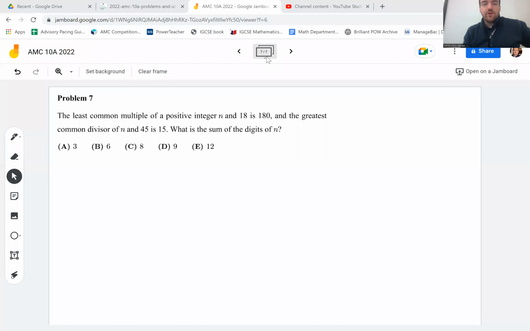So this one is a number theory problem. It says the least common multiple of a positive integer n and 18 is 180, and the greatest common divisor of n and 45 is 15. What is the sum of the digits of n?